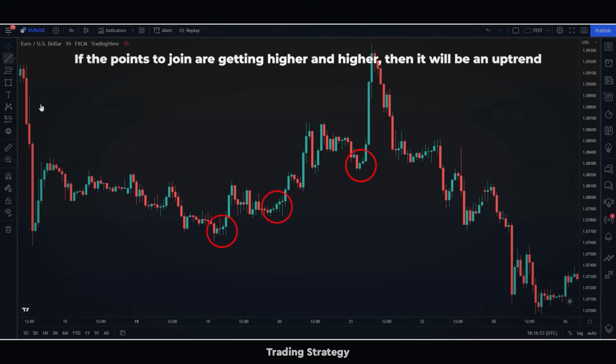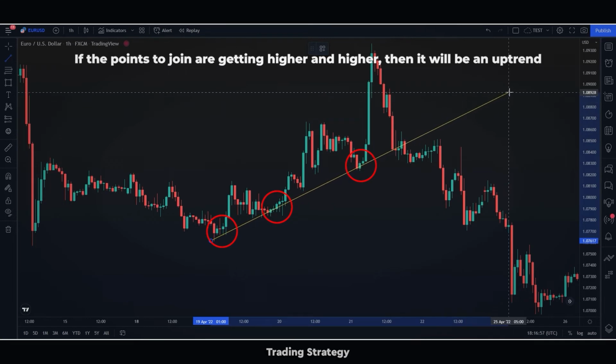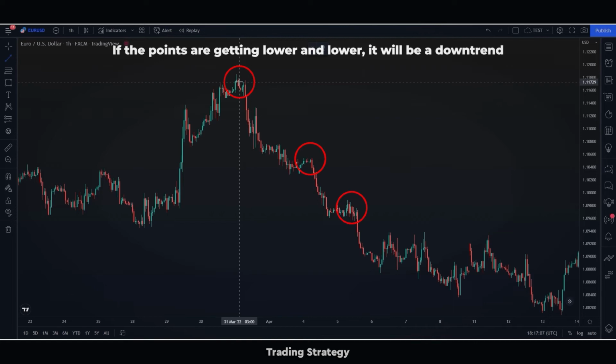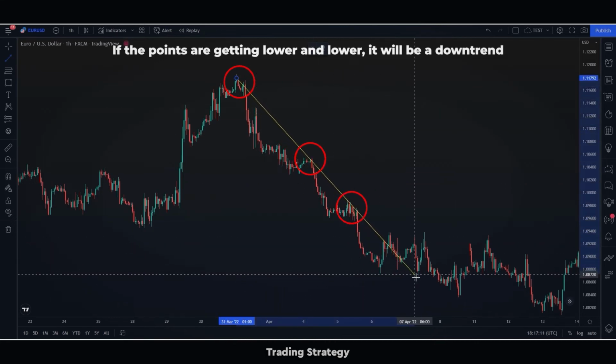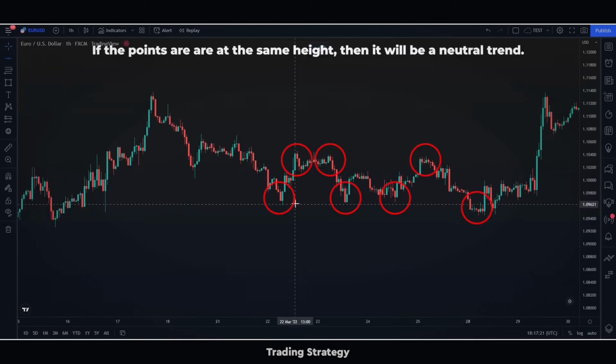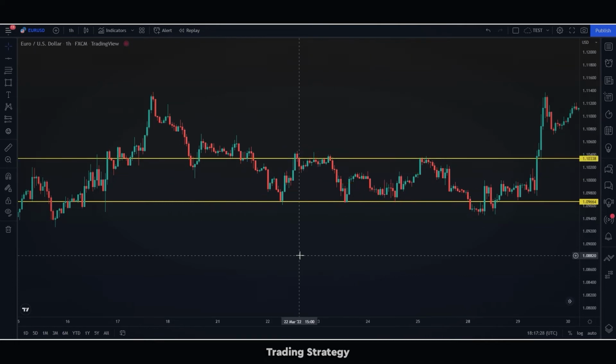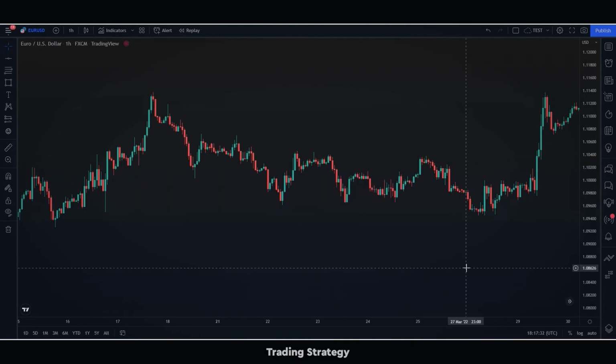If the points to join are getting higher and higher, then it will be an uptrend. If the points are getting lower and lower, it will be a downtrend. And if the points are at the same height, then it will be a neutral trend. The more points touch the trend line, the stronger that trend will be. When we draw the trend lines, we will do it from left to right.